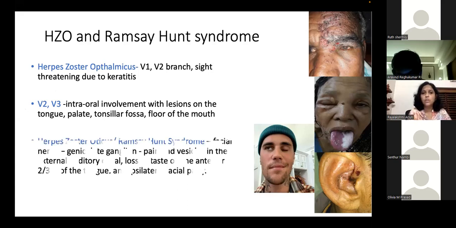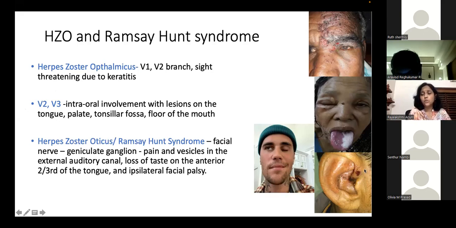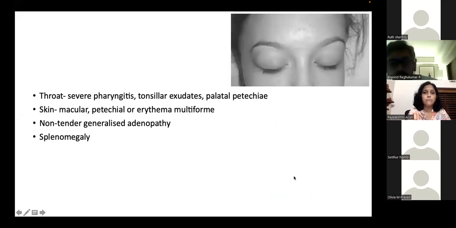One half of the tongue has vesicles as well, and they can have vesicles over the palate, tonsillar fossa, and the floor of the mouth. If the facial nerve, geniculate ganglion, is affected, you have pain and vesicles in the external auditory canal, as well as loss of taste in the anterior two-thirds of the tongue and ipsilateral facial palsy. And this syndrome became more popular when Justin Bieber got affected by this.